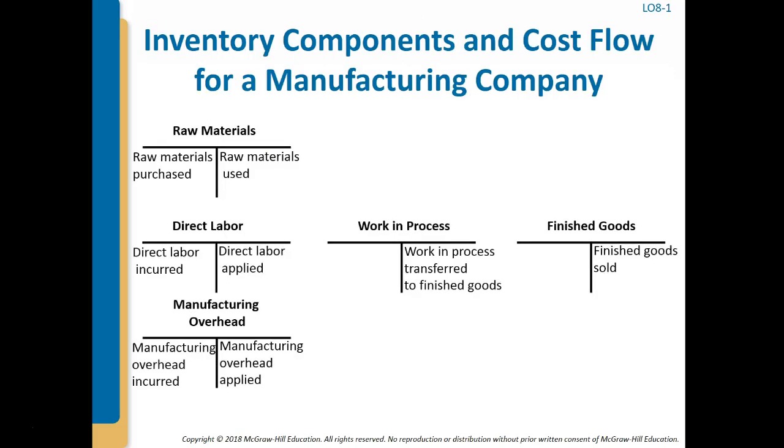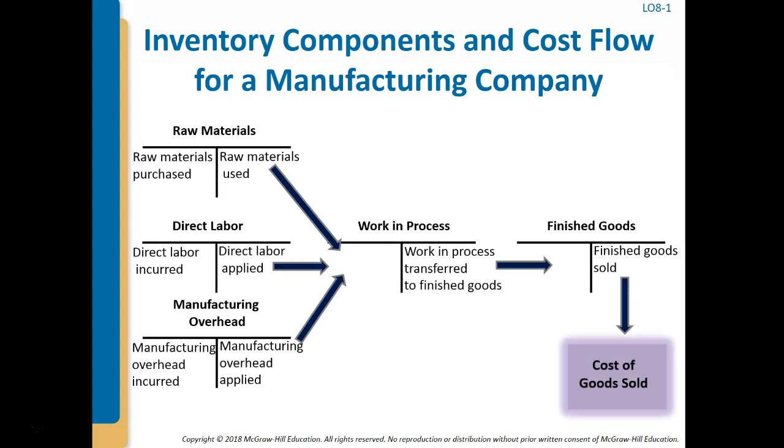The inventory accounts and the cost flows for a typical manufacturing company are shown using T accounts on this slide. The cost of raw materials used, direct labor applied, and manufacturing overhead applied flow into work in process and then to finished goods. When the goods are sold, the cost of those goods flows to cost of goods sold.